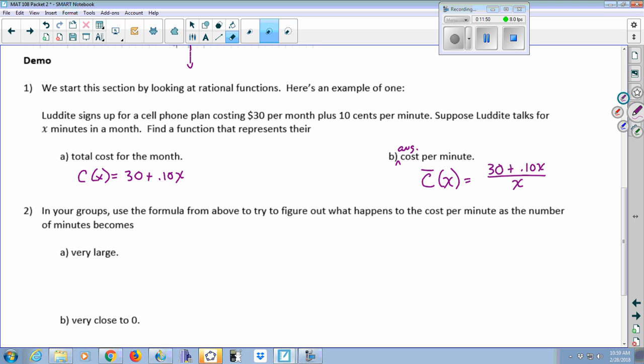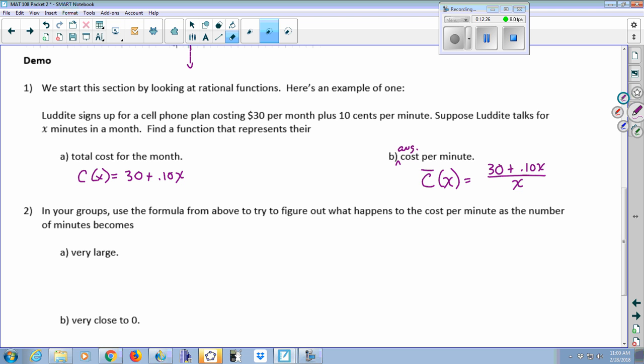If you don't talk at all, you're paying $30, right? If you talk for 1 single minute, you're paying 30 plus 10 cents, $30.10 over 1 minute is $30.10. We can't even talk about zero here because of the denominator. What about 2 minutes? $30.20 divided by 2. So it's already going down, right?